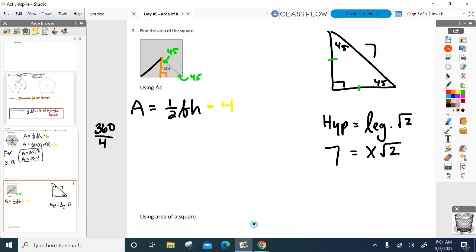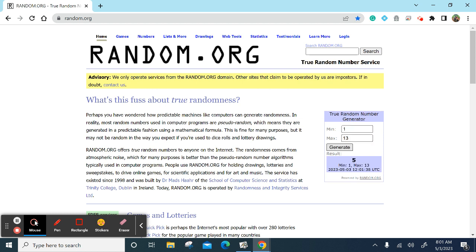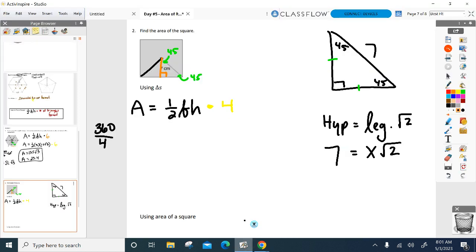How do you get the x by itself? I'm only doing this because you guys are above average for me here. How do I get that x by itself? Divide by radical 2. Yep.